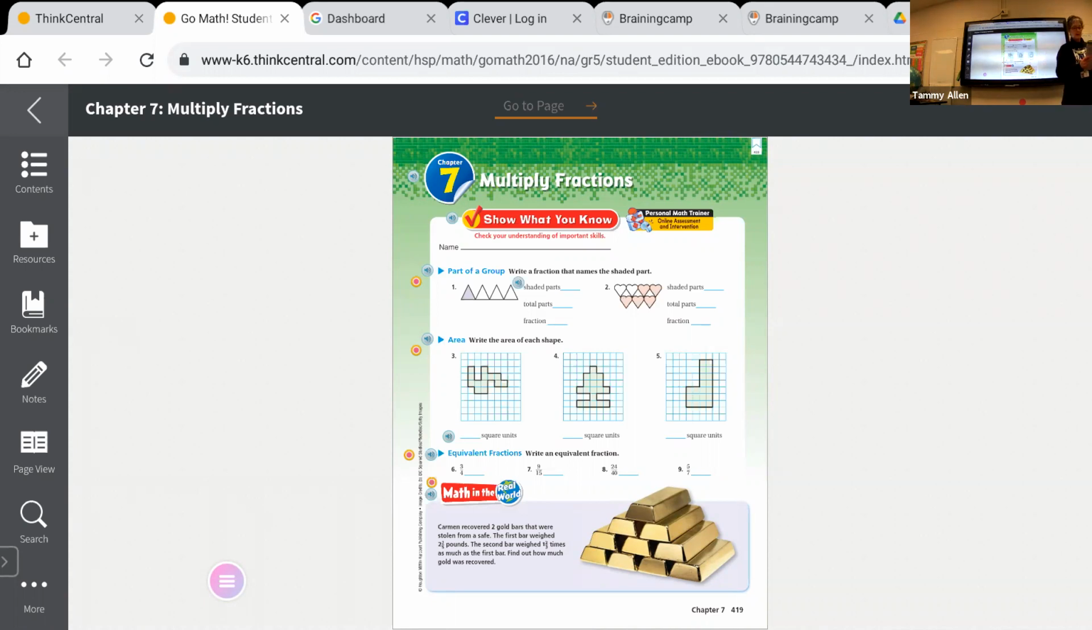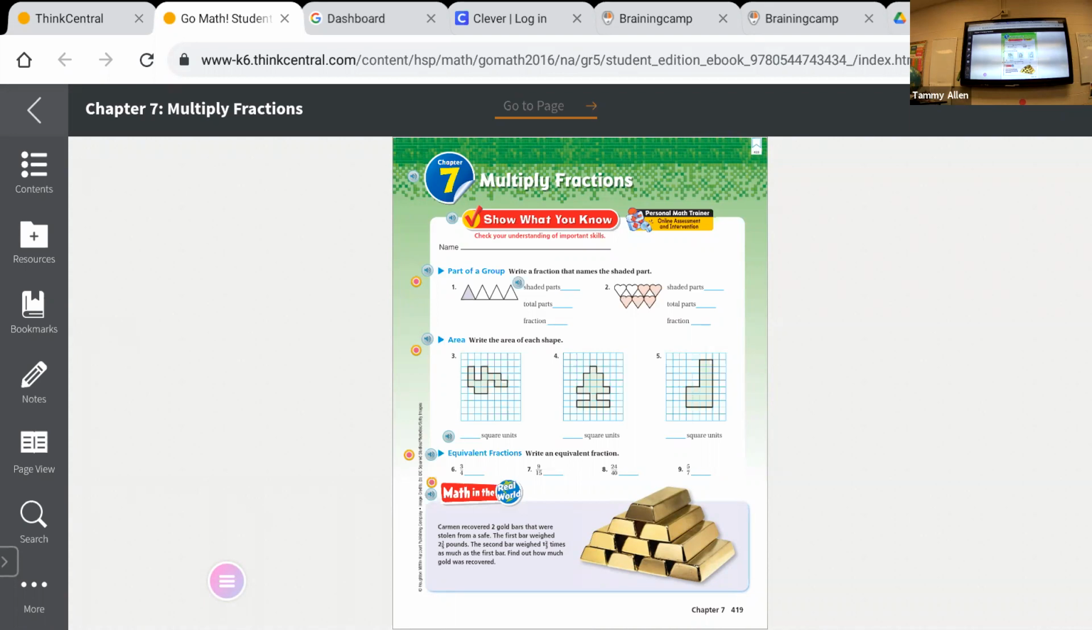And number 5, you could have multiplied by 2 over 2, 3 over 3, so on. So equivalent fractions, fractions that are equal to them, you do the same thing to the numerator and denominator. Yes? So like for number 6, we could do 3 times 2 and 4 times 2 to get 6 eighths. Yes. Okay.